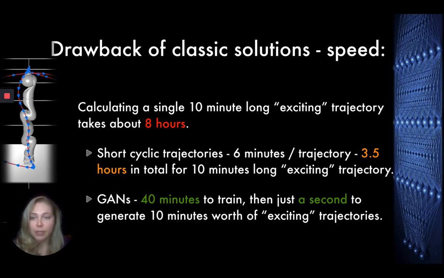So for comparison, if we try to optimize a classic exciting trajectory that's 10 minutes long, it would take about 8 hours, as compared to if we convert it into short cyclic trajectories using modified Fourier transform. They would take 6 minutes each trajectory, which is 3.5 hours, so that's more than twice faster, to be combined into a 10 minutes long exciting trajectory. GAN training on some of the exciting trajectories would take about 40 minutes. However, then it's just a second to generate 10 minutes worth of exciting trajectories. So it's definitely a huge win in speed.